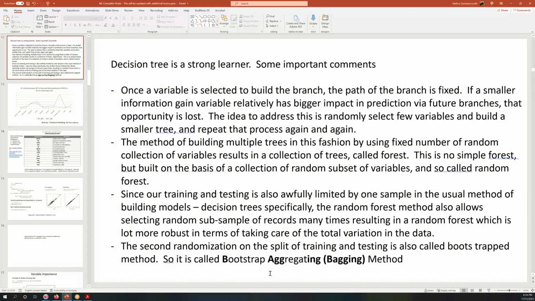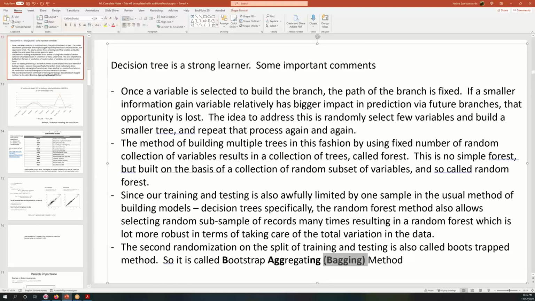You will see later on. Okay. So I told you that there is randomization on the variable side, the column side. There is also randomization on the split of training and testing, which is called the Bootstrap method. So every time we take a subsample, we split training and testing at that time. So you don't need a separate testing in random forest. And this is called the Bootstrap aggregating method, also called bagging.